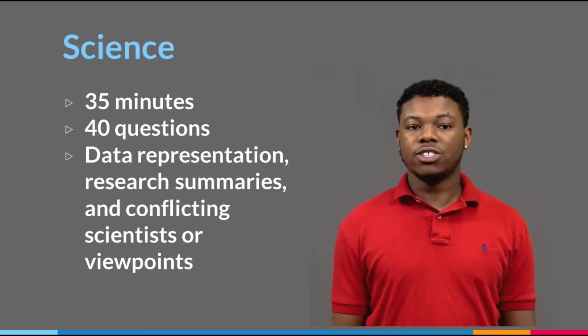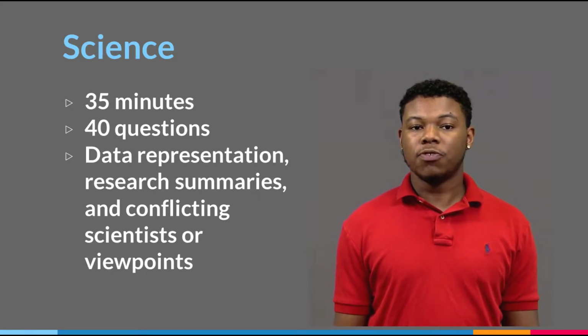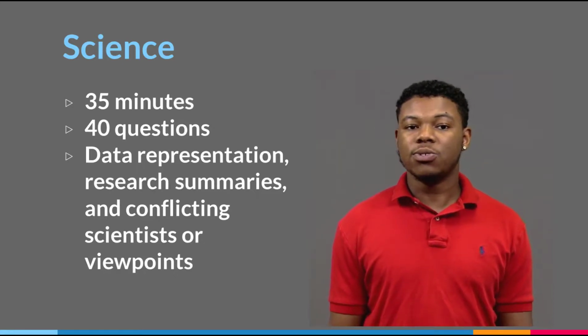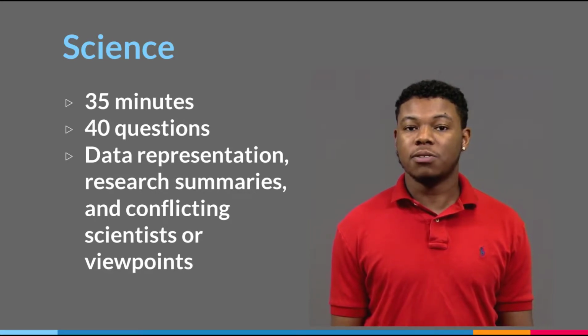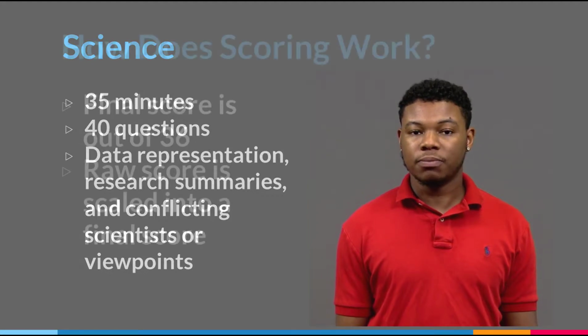The science section is 35 minutes long and has 40 questions. There are 3 types of questions. The first type is data representation, which includes things like reading graphs and tables. The second is research summaries, which will ask you about an experiment. And the final type asks you to compare 2 different points of view on the same scientific topic.